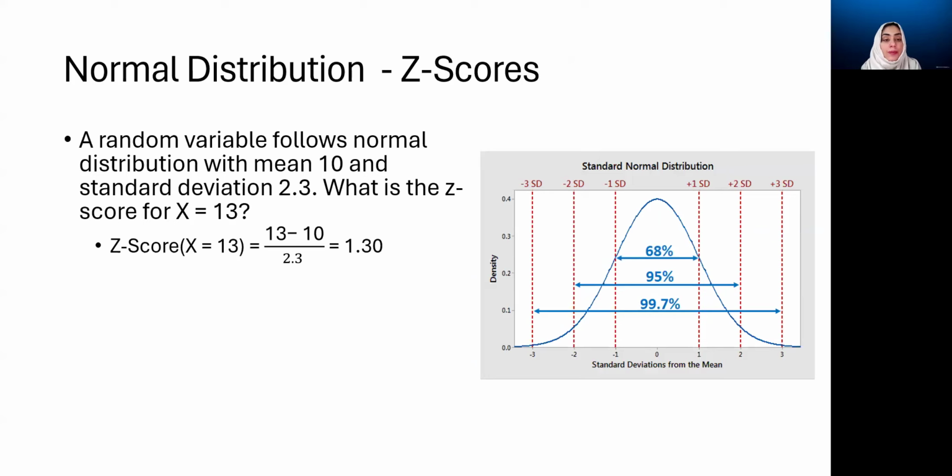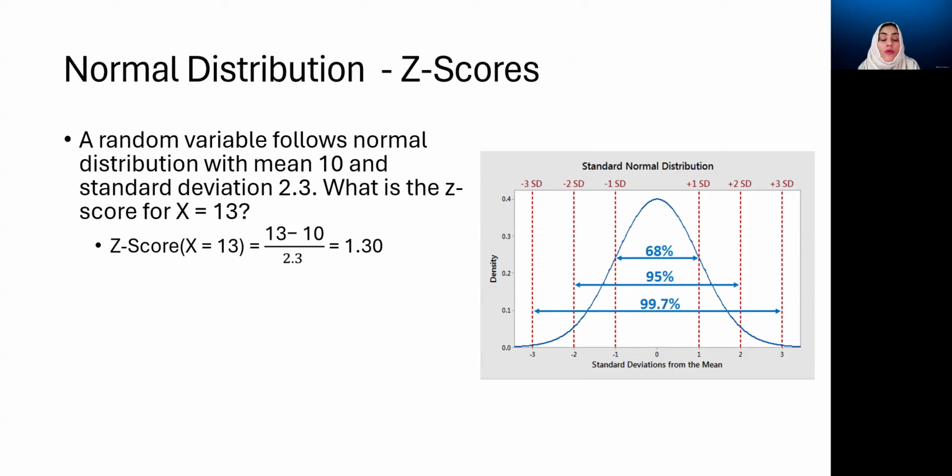Now, let's see an example of how we do that practically. So a random variable follows a normal distribution with mean 10 and standard deviation 2.3. Now if you plot it, there are many tools available. You only need to specify the mean and the standard deviation of this data, and they're going to plot the bell shape for your data.